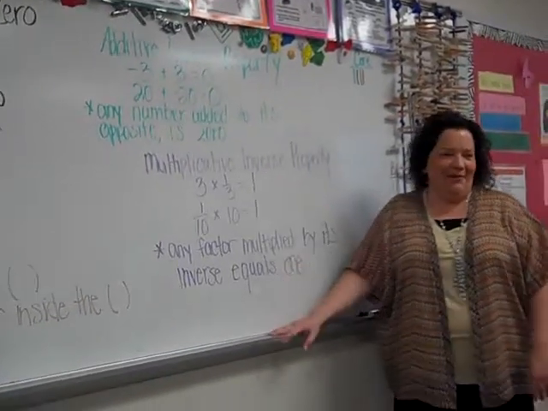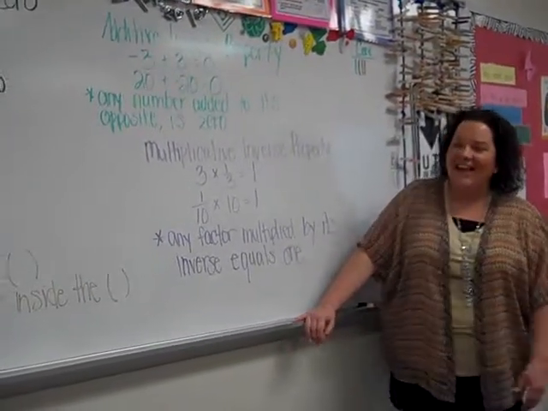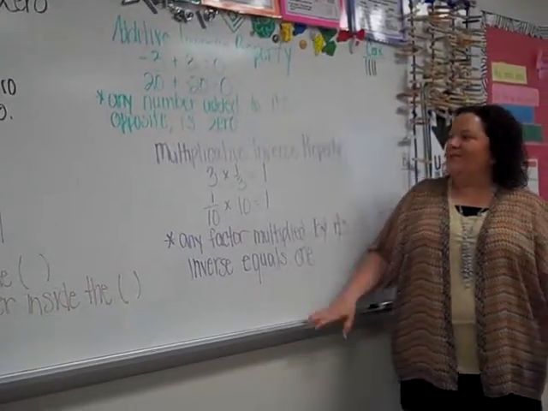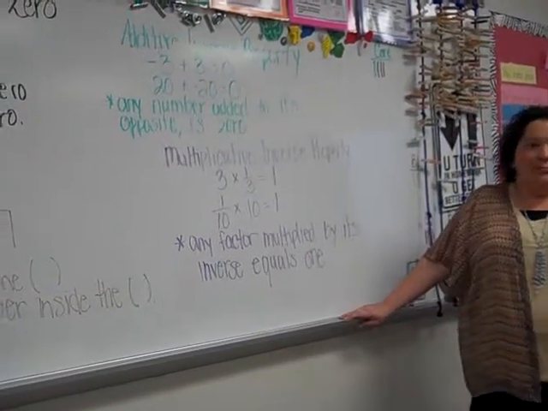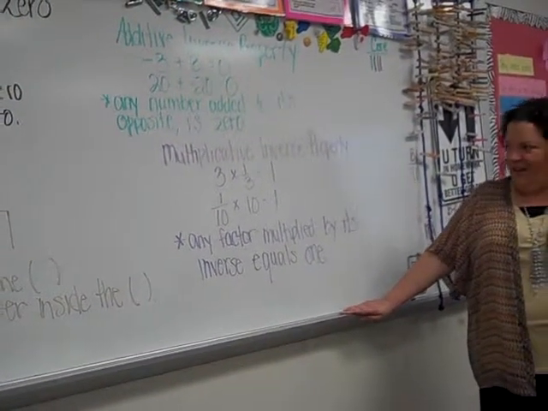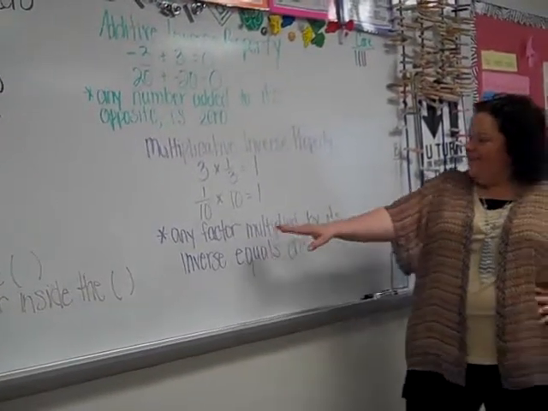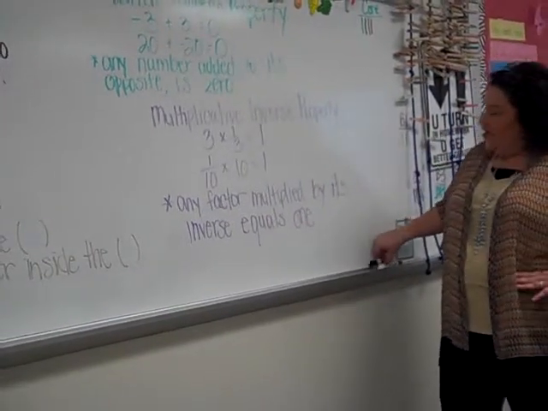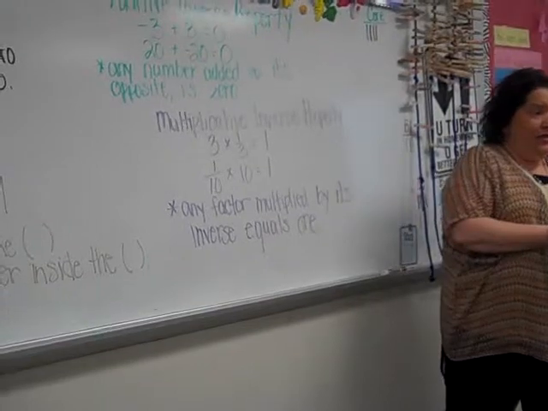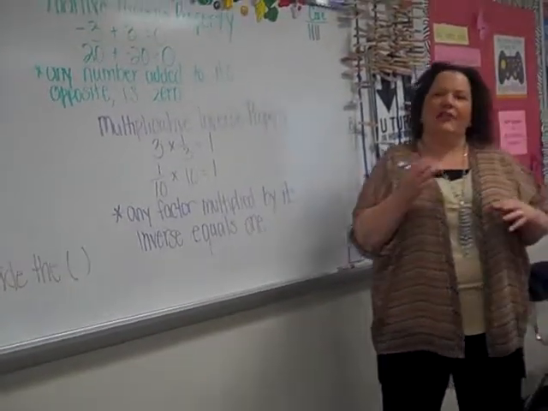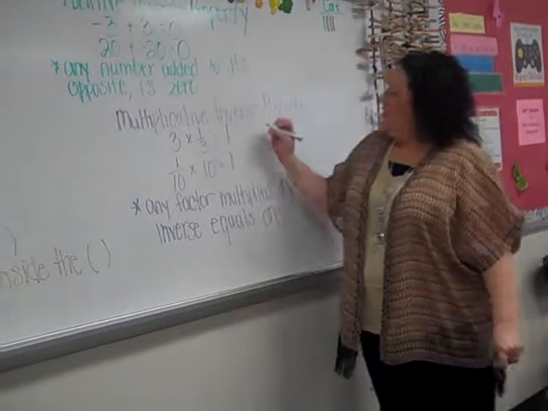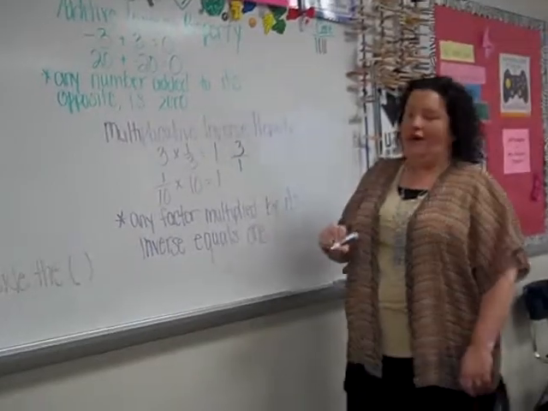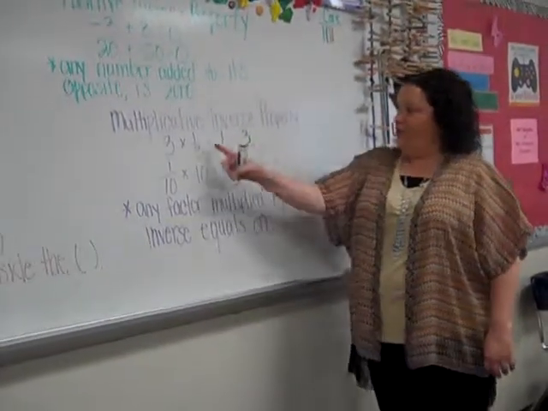The last property, we're finally there. The 10th property, the final property that we have to learn this year, darlings, is the multiplicative inverse property. And that simply states that any factor multiplied by its inverse equals 1. So for this example, we have 3 times 1/3 equals 1. Let's talk about why that makes sense. To change that 3 to a fraction, we just put a fraction bar and put the number 1 under it. So then we're going to multiply that by 1/3.